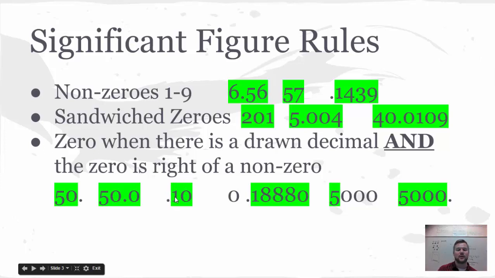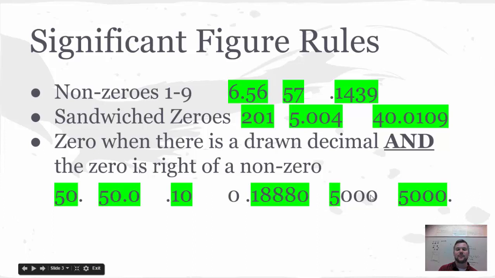The 1 counts because it's a non-zero. This 0 is on the right-hand side of a non-zero, and I see the drawn decimal point. It will count. These are all going to count because they're non-zeros. This 0 is on the left, so it doesn't meet the first condition. But this 0 is on the right, and I see a drawn decimal. So there's 5 sig figs in this number.